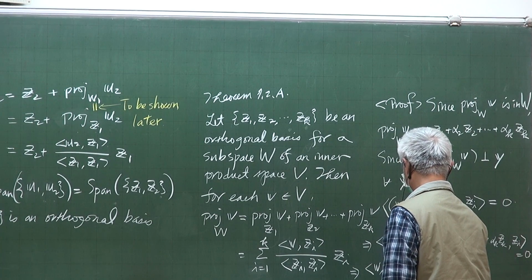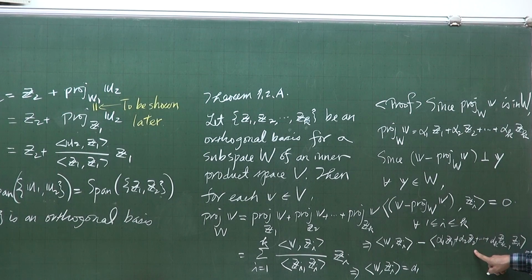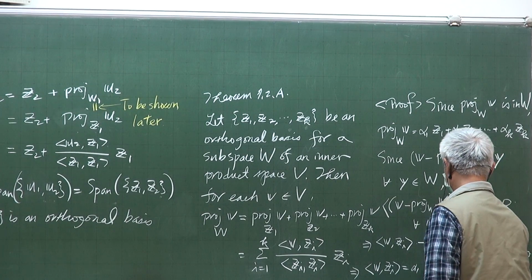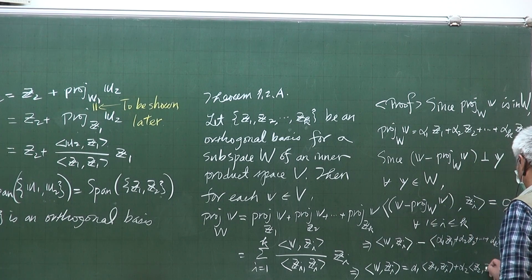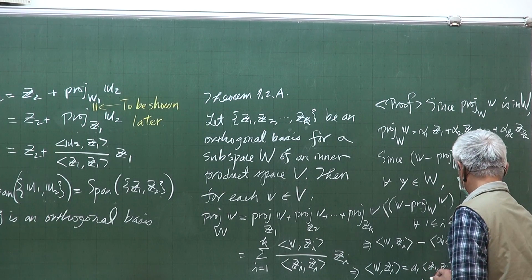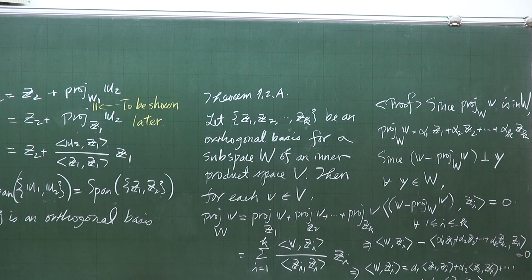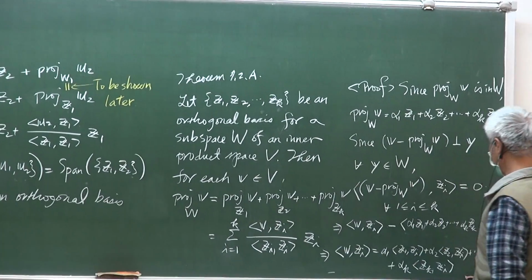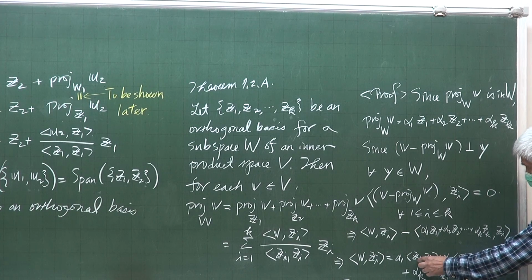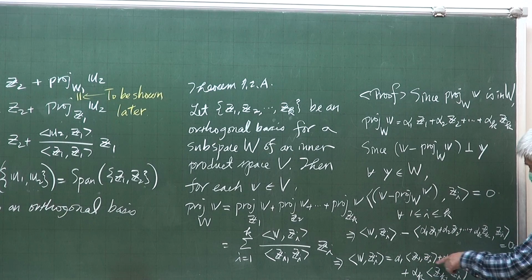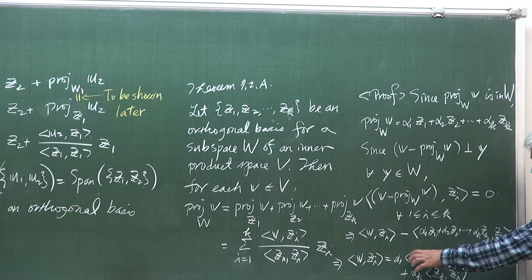Now <v, zi> is equal to the summation, so we find that this is alpha 1 by linearity of the inner product in the first argument. So this is alpha 1 <z1, zi> plus alpha 2 <z2, zi> plus ... plus alpha k <zk, zi>. But the zi's are orthogonal to each other. So even though we have k terms, only one term is left, because only for zi and zi is it nonzero; otherwise, for all other zj not equal to zi, the inner product is 0.